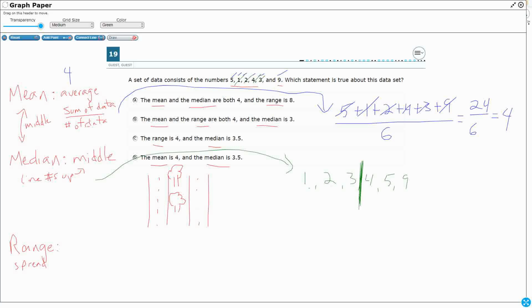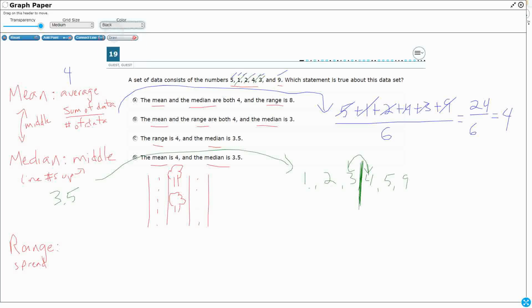My middle number is right here. It's between 3 and 4. So my median is actually going to be 3.5. So sometimes your median will also not be part of the data because it's going to be in between the two middle numbers if it's an even number of data. And then the range is the spread, right? That's the difference between the greatest and the least.